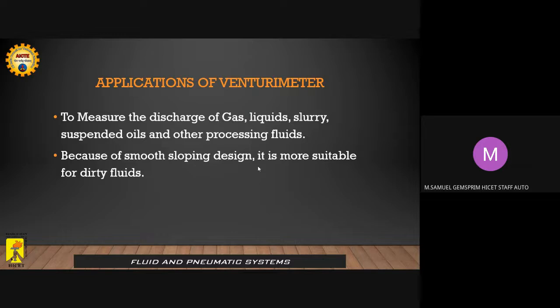So the converging is even more drastic than the diverging. Divergence is taking place at a slow and steady pace. Then some major applications are, it is mainly used to find out the discharge of any gas, liquids or slurry or suspended oils or any other kind of processing fluids. Even the molten form of plastics can be measured.